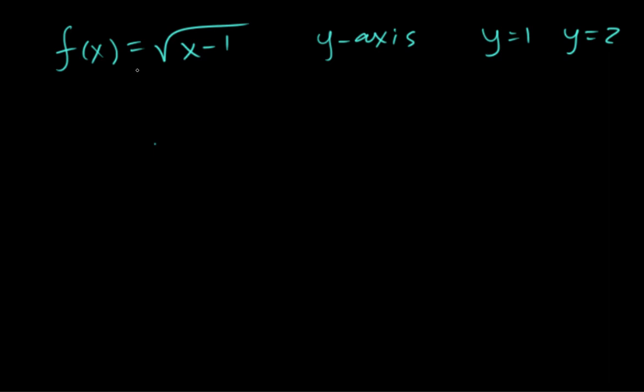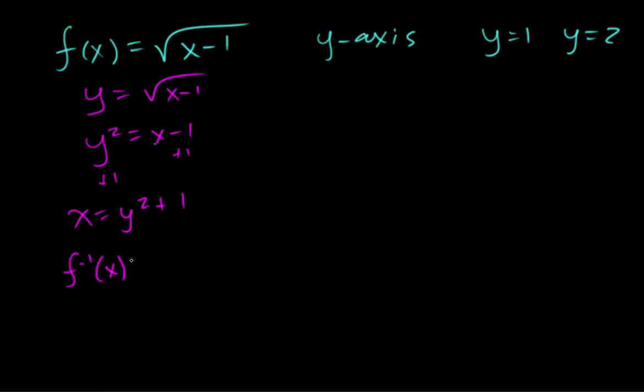What we're going to do is first find the inverse of this. So we square both sides, and then just add 1. And so x is equal to y squared plus 1, which is the inverse of f of x.